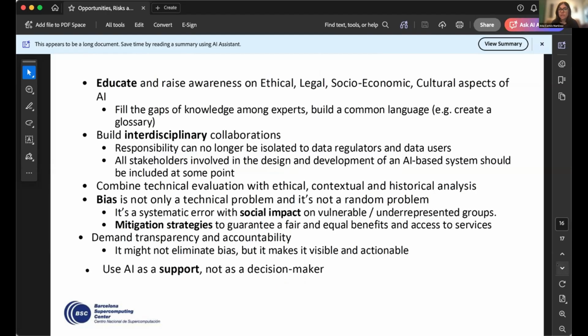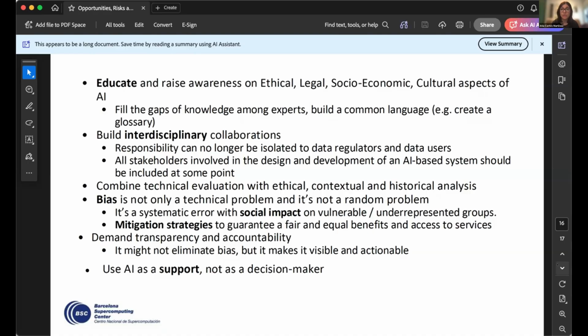So, some final recommendations, some of them were already presented by Marina and by Ivan. I think one of the main aspects is to educate and to raise awareness, not only on AI in general, which is what we find in the AI Act, but also about the different dimensions of AI, in particular about ethical, legal, socioeconomic, and cultural aspects of artificial intelligence, and fill the gap between the different experts, to build interdisciplinary teams and collaborations. So this is not only about who is using the data and who is regulating. It's everyone that has a role, as I said before, has to be included at some point.